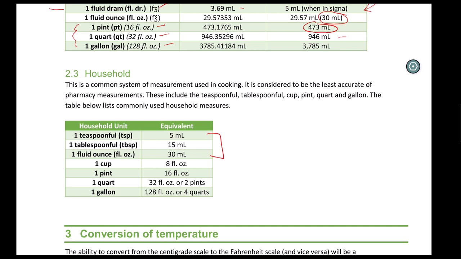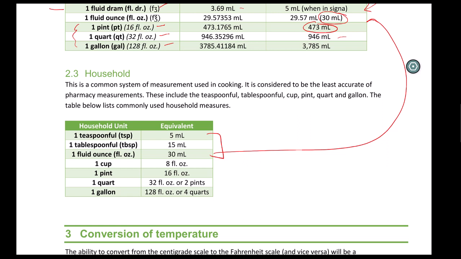And you should know that a fluid ounce is 30 mLs. We already talked about a fluid ounce being 30 mLs up here, but we also have it in our household units. So a fluid ounce, 30 mLs. A teaspoon is 5. A tablespoon is 15. When it's written down, you'll see the word teaspoonful or tablespoonful, no S. It's not teaspoonfuls, it's just teaspoonful.